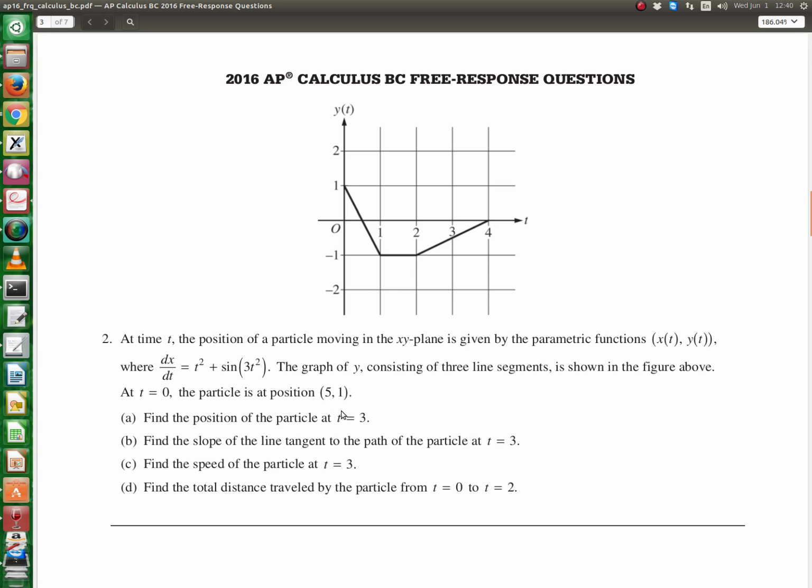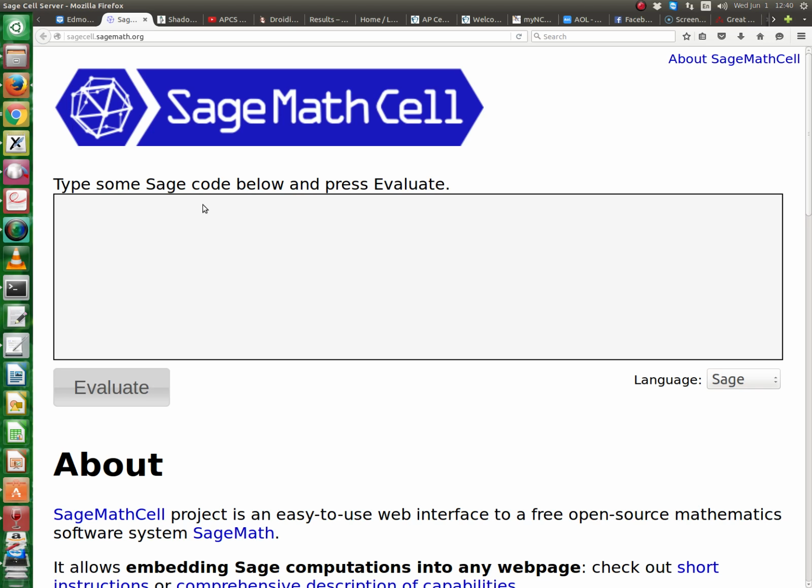But how do you get x of 3? Well, here's x prime. Isn't the integral from 0 to 3 of x prime x of 3 minus x of 0? And if we're given x of 0, shouldn't we just add it on to the integral to get x of 3? That's what we're going to start with. Okay, so here we go.